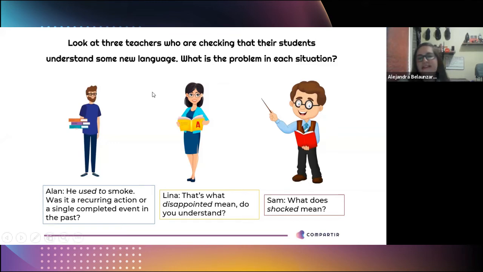So the idea with these examples is for you to know that at some points it's not that easy to check the understanding of my students. I also have to think in my lesson plan about which way I am going to use to check their understanding, so it is not too difficult or too easy for them, and so that it's actually helpful for me.